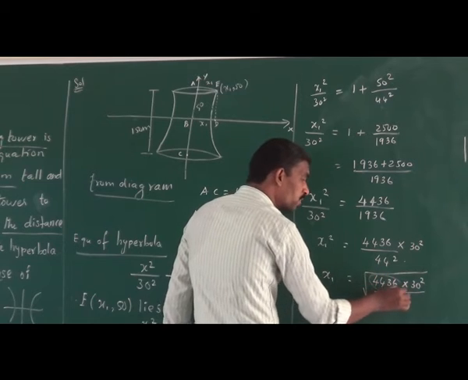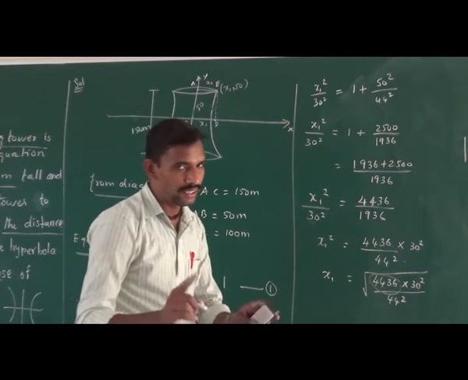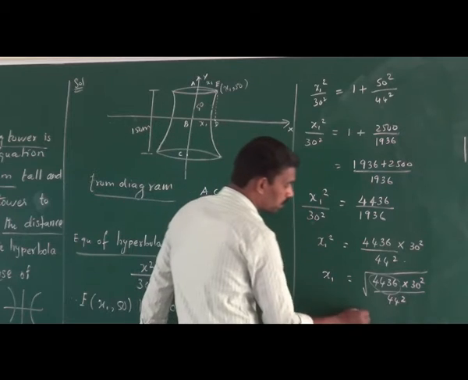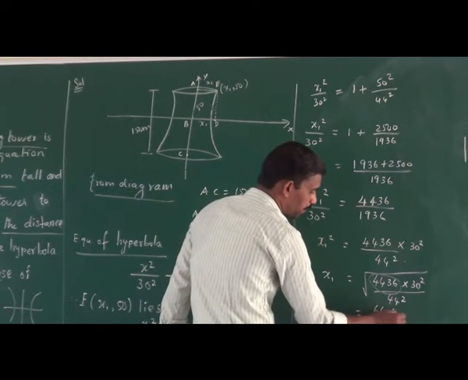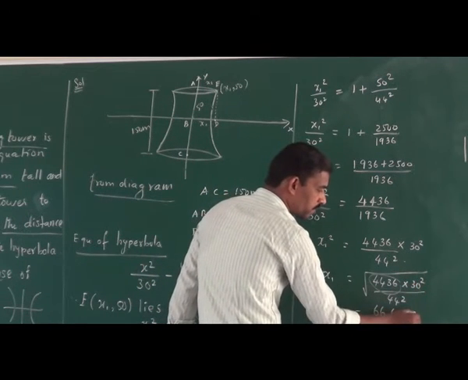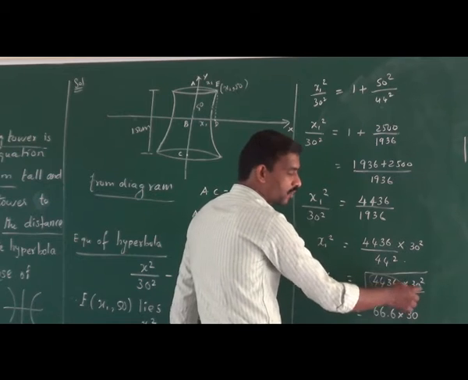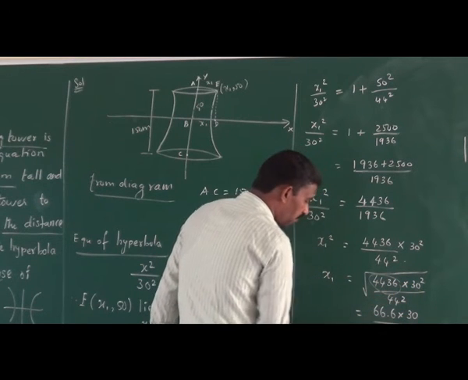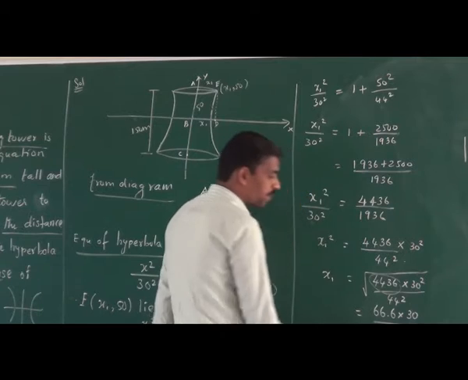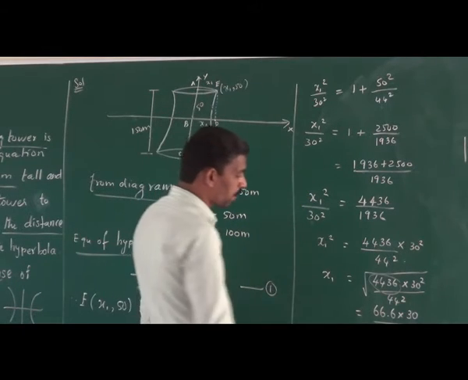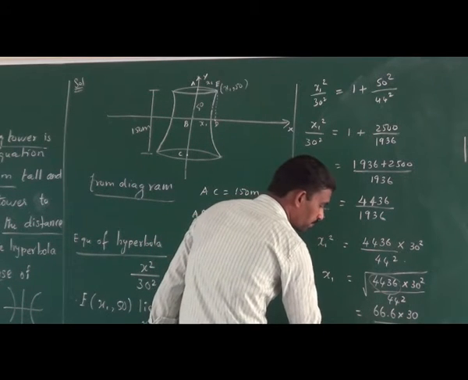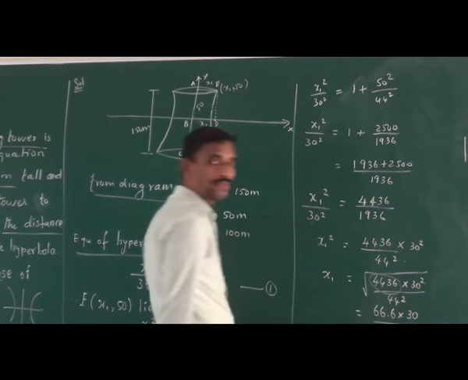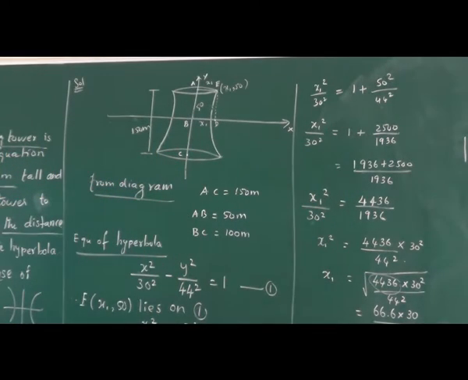Here 4436 is not a perfect square, but taking square root we get the values 66.6, and 30 is a square, so square root of 30 square is nothing but 30, square root of 44 square is nothing but 44. Simplifying we get x1 is nothing but 45.41. So 45.41, right?